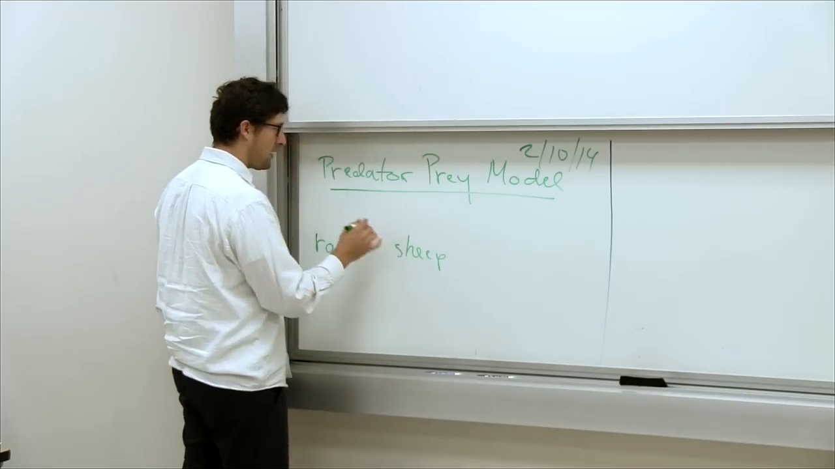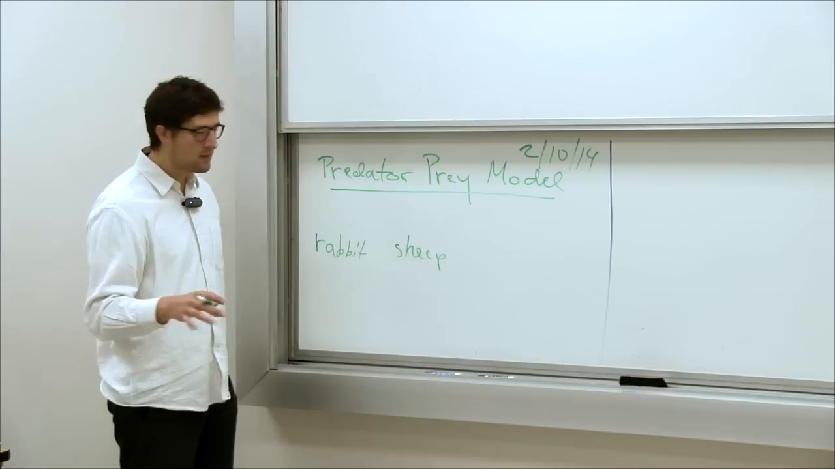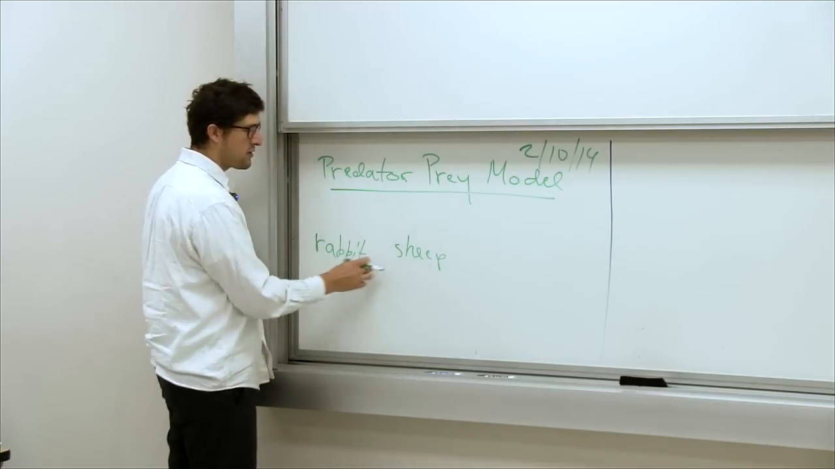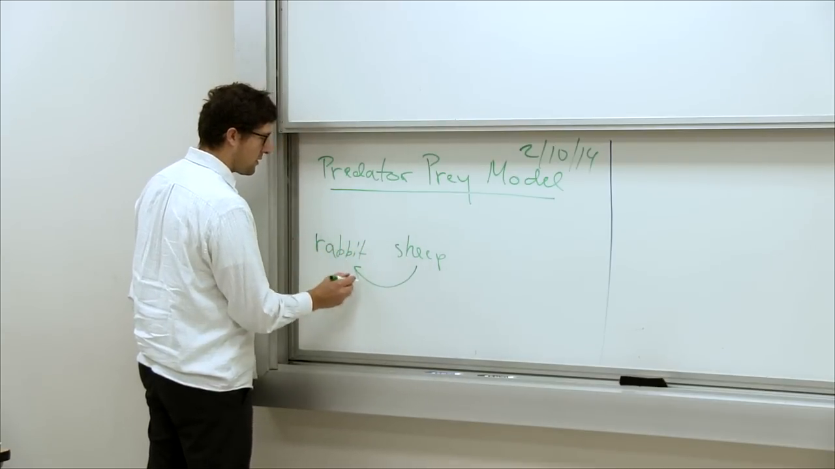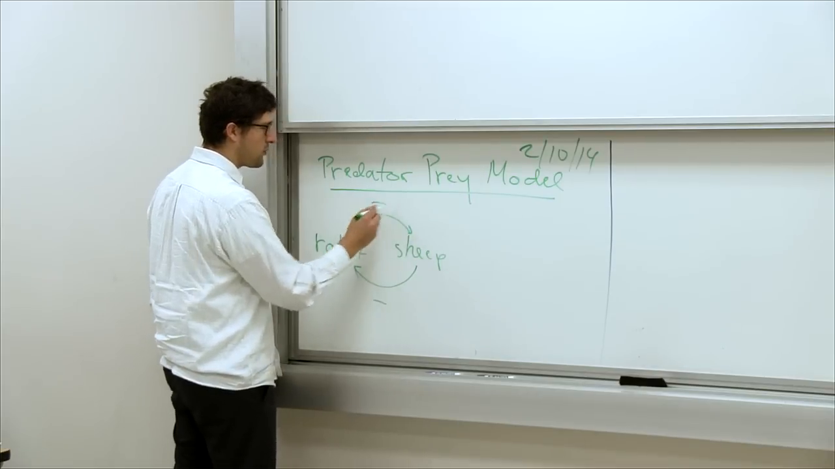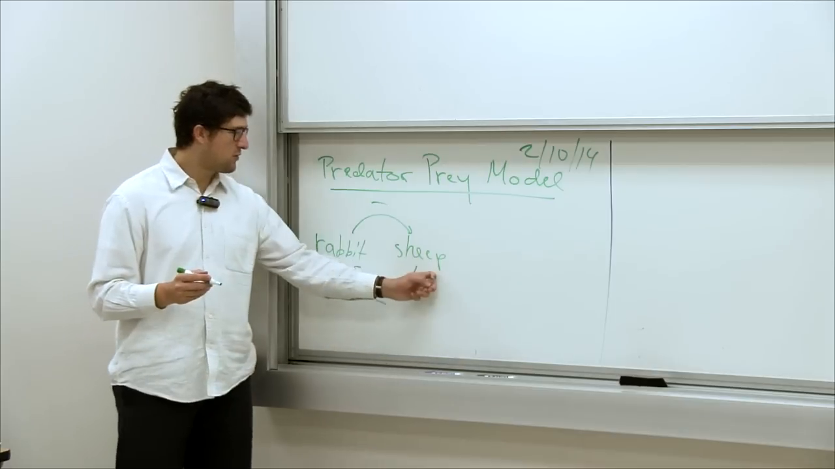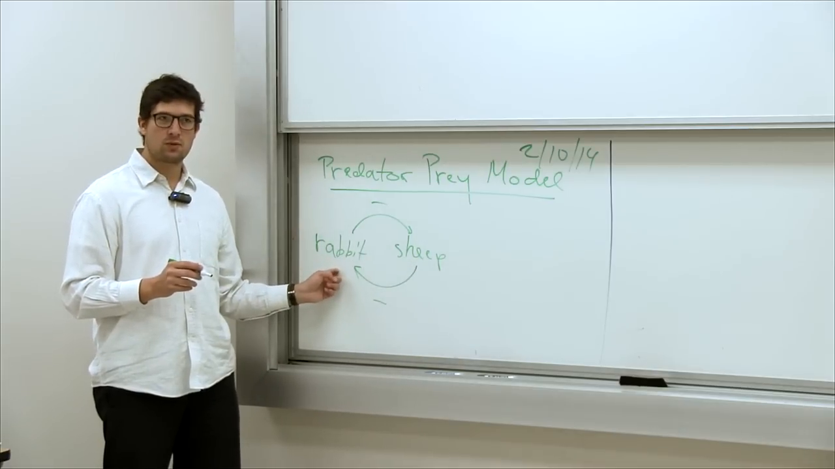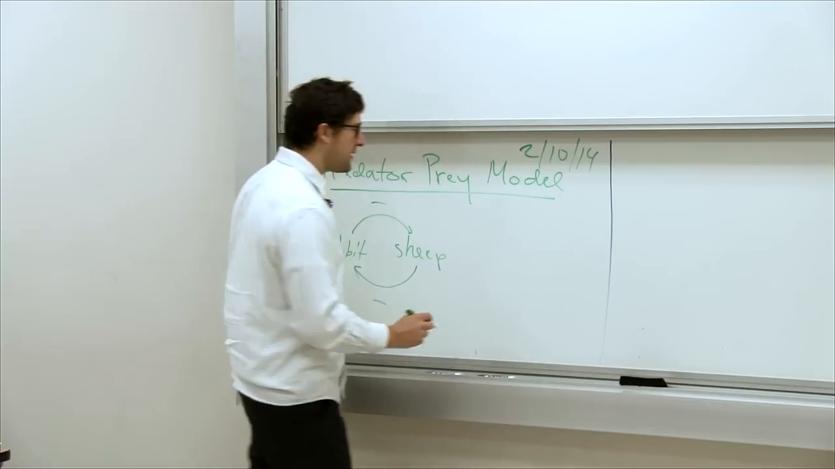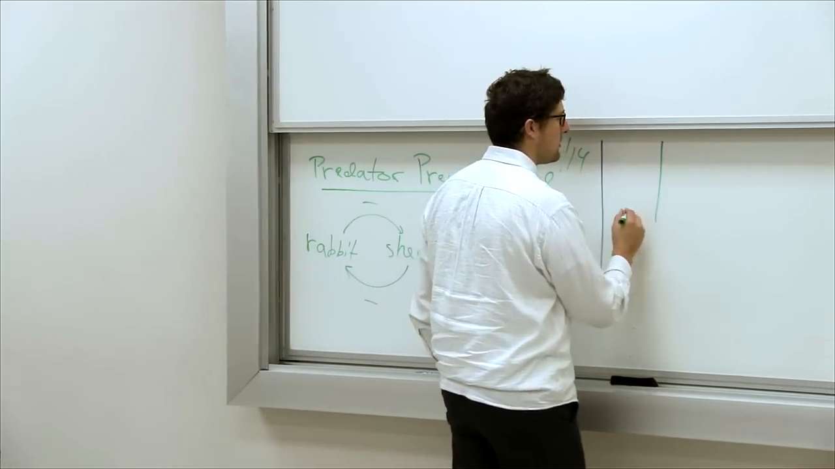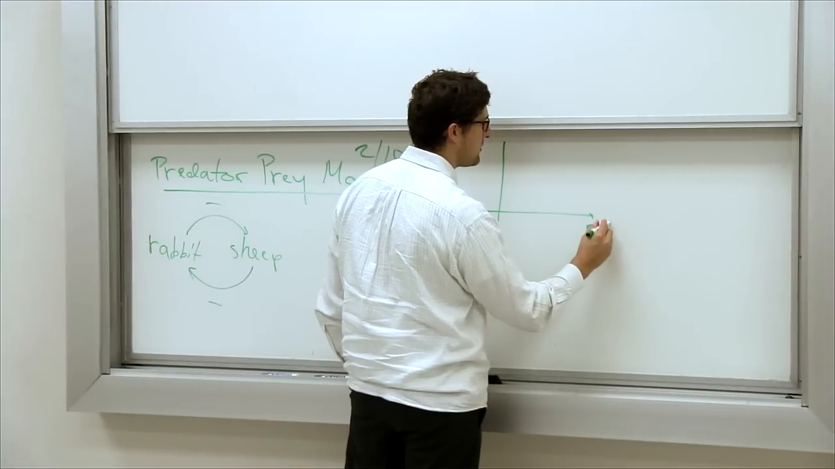Okay, and this is basically the model we talked about last time. It's a model where two species were competing for the same resources. So sheep compete with the rabbit, rabbits compete with the sheep. The more sheep there are, the harder it is for the rabbits to grow. That's why I'm writing a minus, right? And what we saw is the dynamics was something like this.